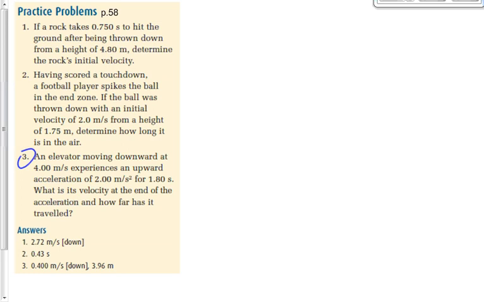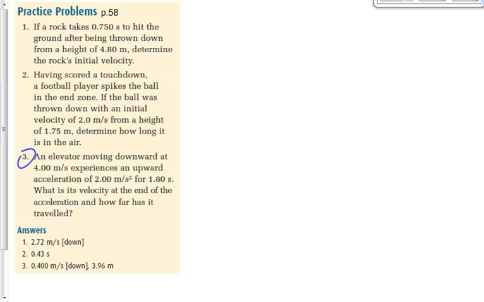This one says an elevator moving downward at 4 meters per second experiences an upward acceleration of 2.0 meters per second squared for 1.8 seconds. What's its velocity at the end of the acceleration and how far has it traveled? This is not a straight gravity problem. Objects that fall under the influence of just gravity will accelerate downward at 9.81.